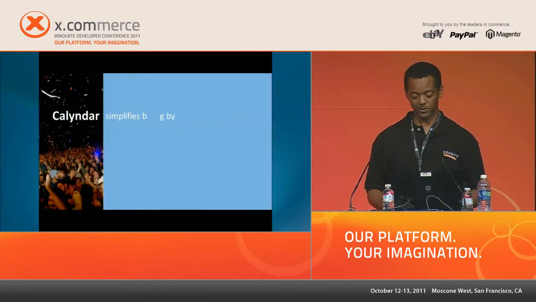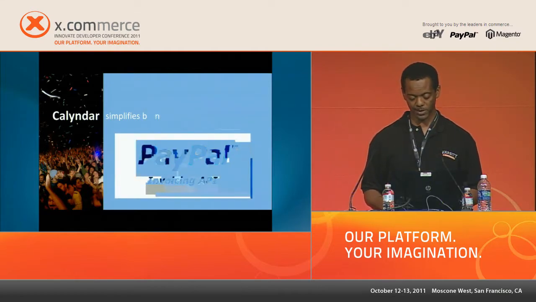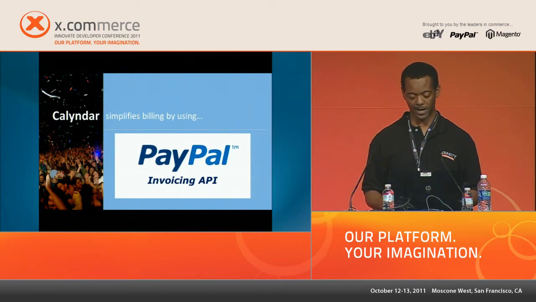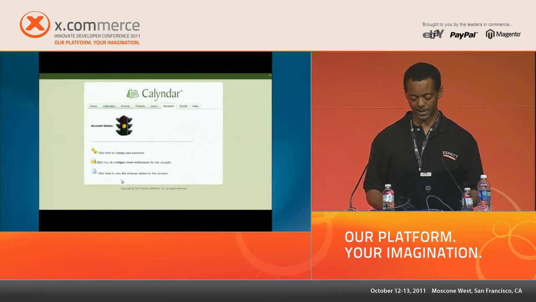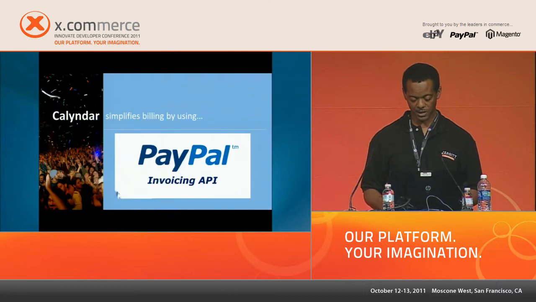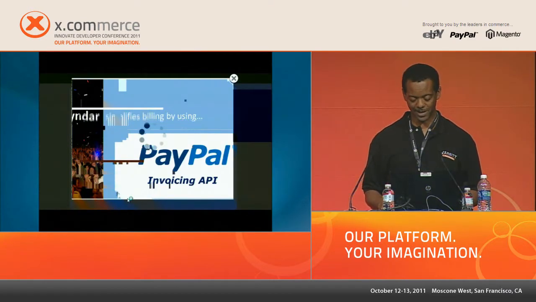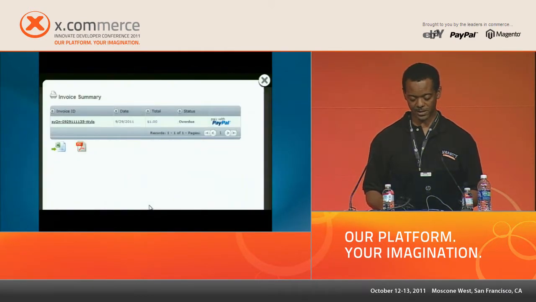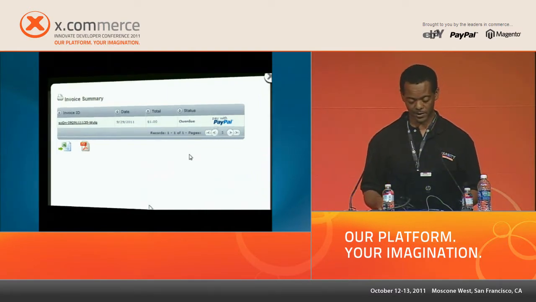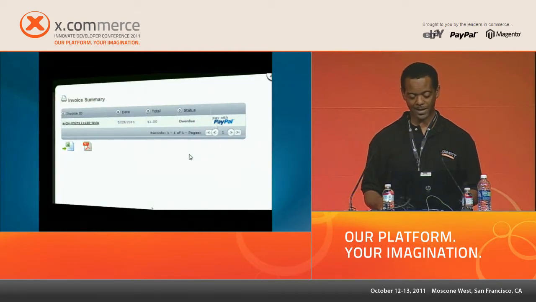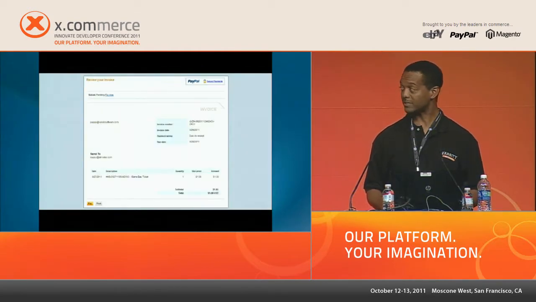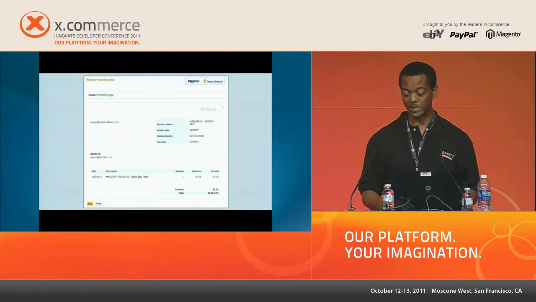Most importantly, Calendar allows us, the software developer, to get paid fast because we leverage the PayPal invoicing API. We have completely automated the customer invoicing process. Utilizing the PayPal API, Calendar automatically generates invoices on a nightly basis. Customers can review invoice status right here in the control panel, and PayPal handles the entire invoice processing operation, including sending reminders and tracking payments.